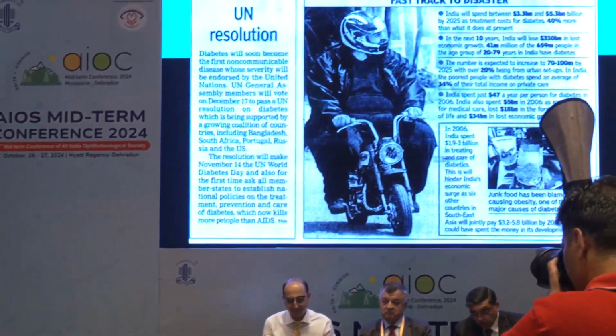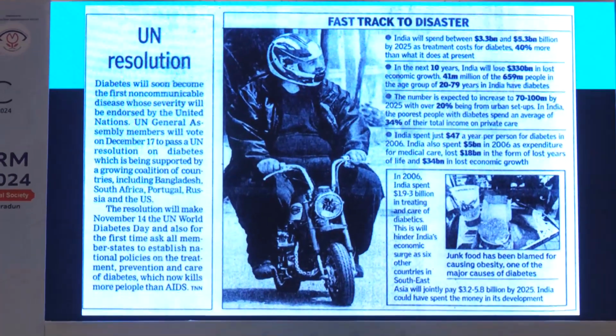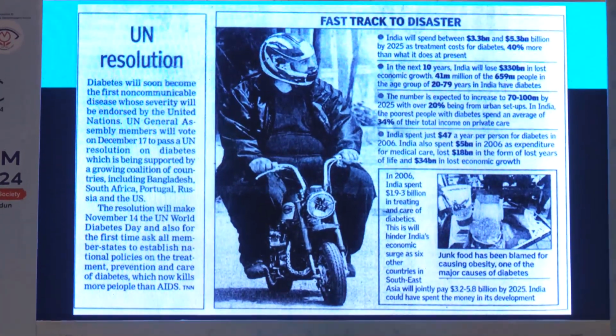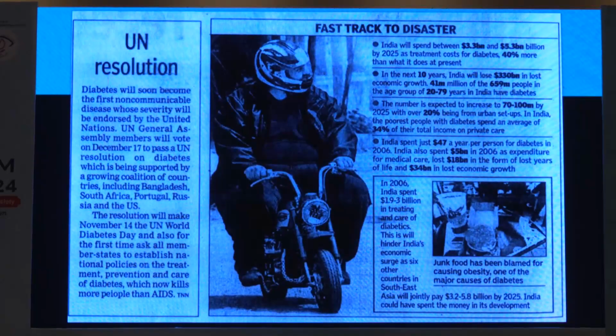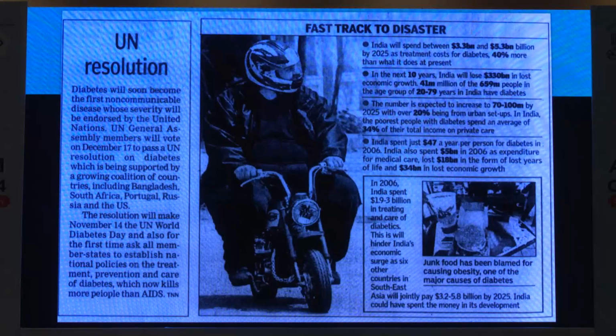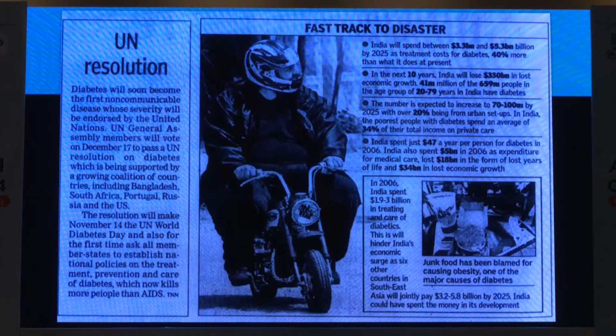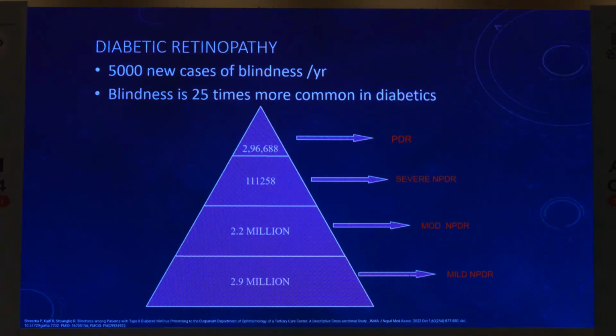If we look at the UN resolution on how to fast-track the response to these diseases, India will spend nearly 3.3 billion to 5.3 billion by 2025 as treatment cost for diabetes, 40% more than at present. As we all know, every one of us might have one or another diabetic patient in our family. Out of these diabetics, nearly 5,000 new cases of blindness per year are being reported from diabetic retinopathy. And this is how the flow of PDR, severe NPDR, moderate NPDR and mild NPDR is coming up.